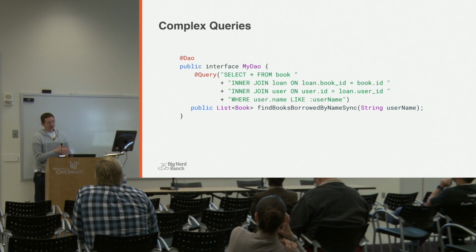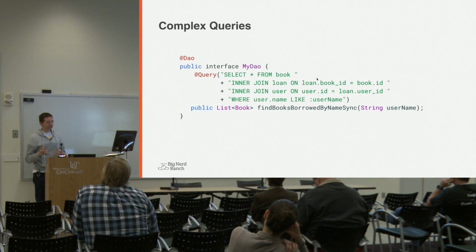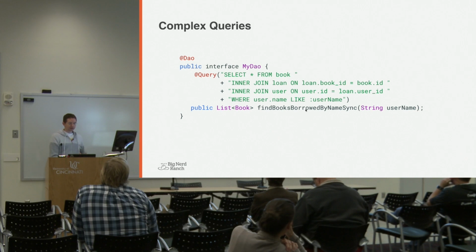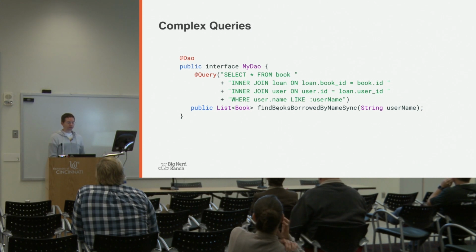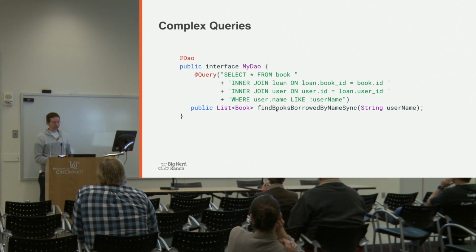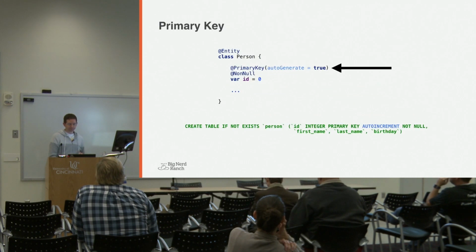OK. Your queries can get pretty complex. This one is the second one that I actually took from the developer.android.com site. It just goes to show you how you could join on multiple tables to pull back things that made sense for your query. And then you could name the method something meaningful so that a caller to this DAO could just say, hey, find books borrowed by name. In this case, it's synchronously. I'll explain more about that towards the end.